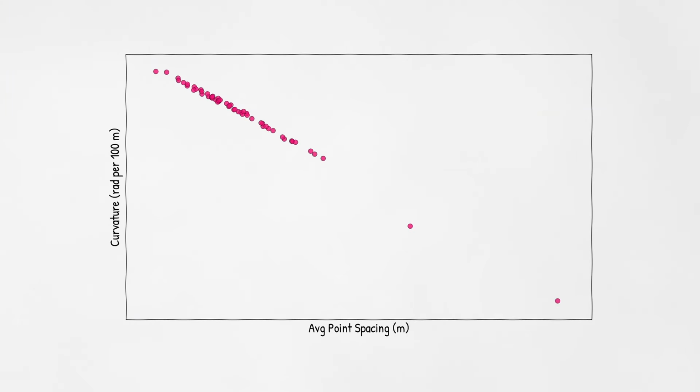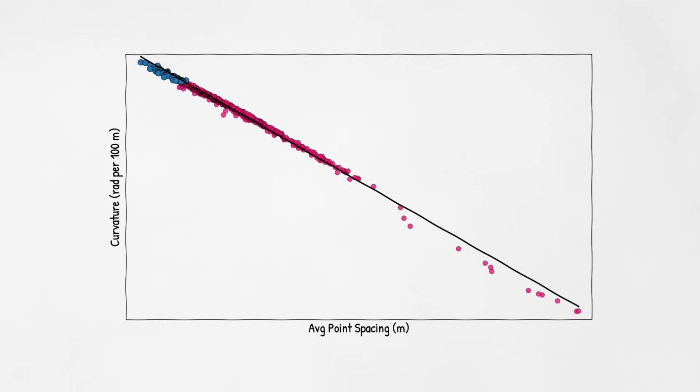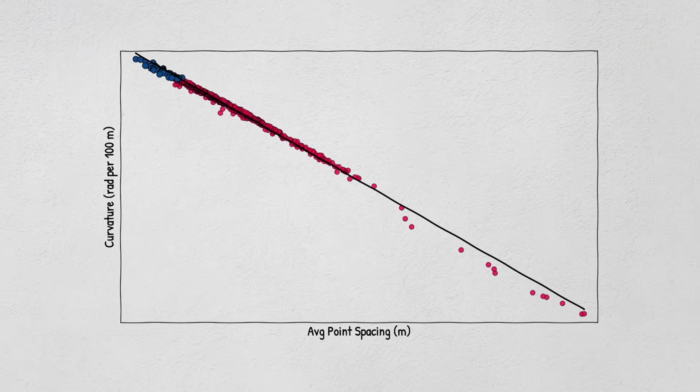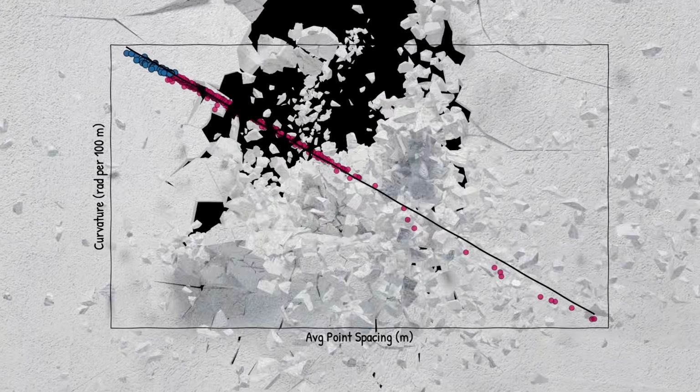In fact, if I plot the average turning angle against the average sampling distance for all rivers on a log-log scale, I get a straight line. That means that the squiggliest rivers are just the ones with more frequent data points. So my whole analysis is wrong.